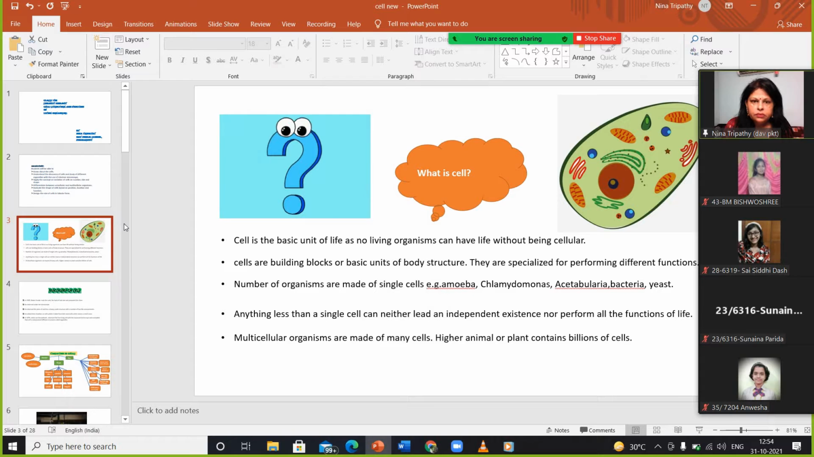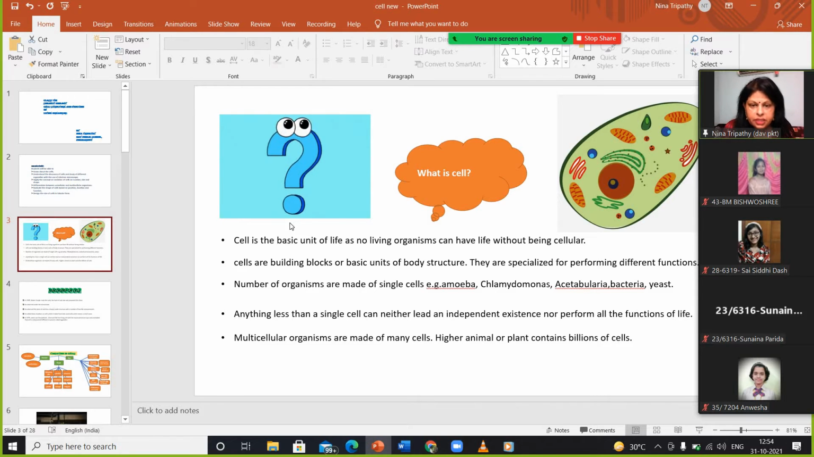So the next one is the cell. Cell is the basic unit of life, as no living organism can have life without being cellular. Cells are building blocks or basic units of body structures. They are specialized for performing different functions. A number of organisms are made up of single cells: amoeba, chlamydomonas, paramecium, bacteria and yeast.